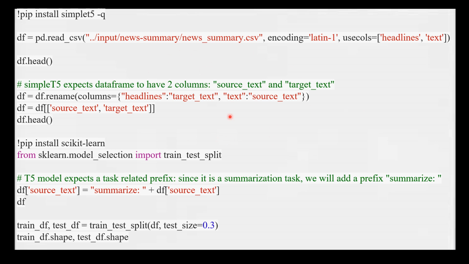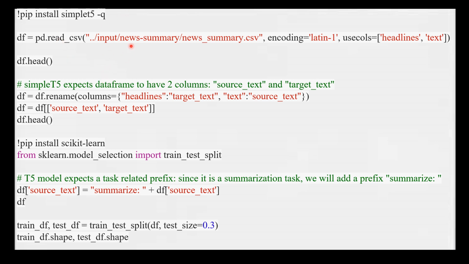So this code block performs several tasks related to natural language processing and fine-tuning a pre-trained model for summarization. Now, it starts by installing the required library simple T5 using pip. Then it reads a CSV file, that is newsummary.csv, and selects two columns, headlines and text. Now the data frame is displayed using df.head to check its content.